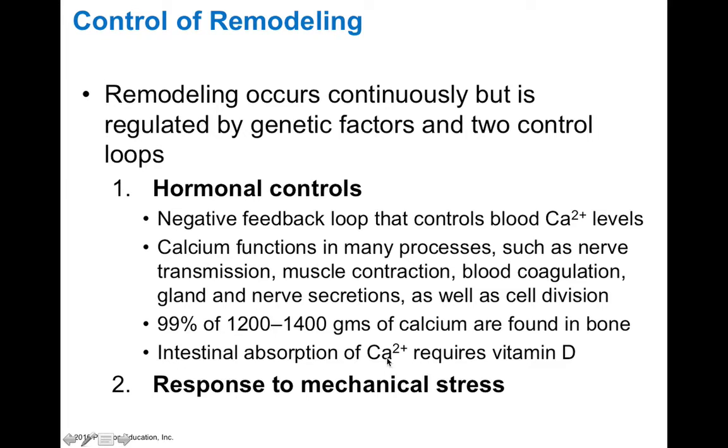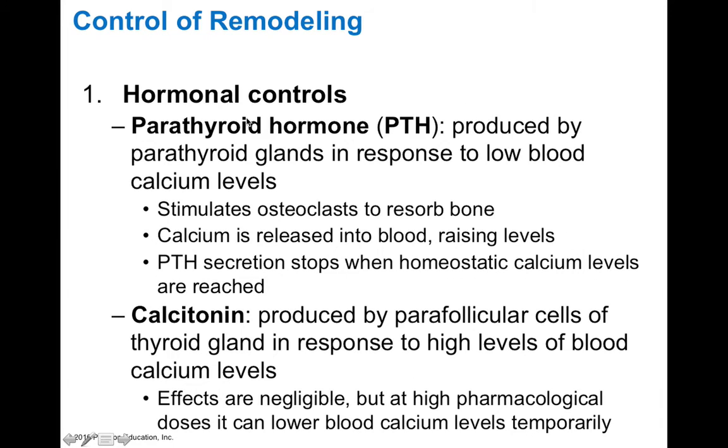Intestinal absorption of calcium requires vitamin D. Vitamin D is a hormone that stimulates the intestinal cells to be able to absorb calcium from the food you eat. The second thing that also controls remodeling is mechanical stress. We'll come back to mechanical stress in a little bit, but the other hormonal controls of remodeling include parathyroid hormone and calcitonin.